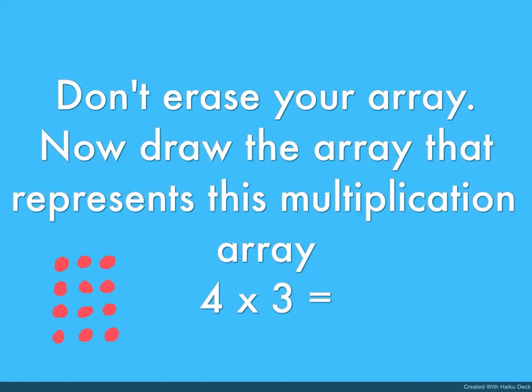As you can see, this picture of an array represents this problem, where I have 4 groups of 3. 4 groups, and in each group there are 3. If I counted all of these up or added my groups together, I would know that my product for this one is also 12.